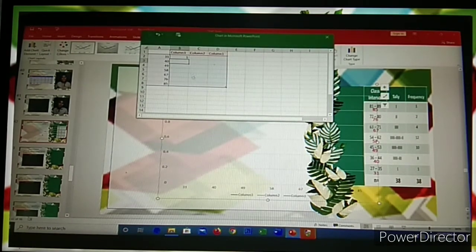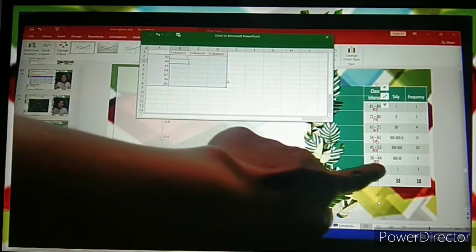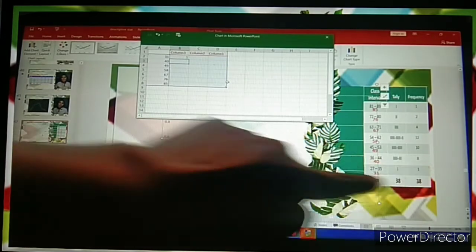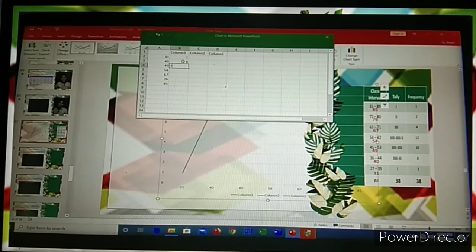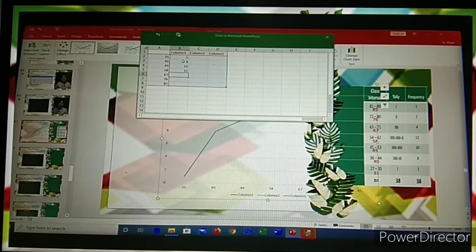And then the next row. I should not use my mouse because there will be some kind of problem if I use my mouse just to point right here. So next is what? 40. The frequency of this is 8. Let me put 8 right here. Next to that is what? 10. Next is 12, the frequency of the interval 54 to 62. The midpoint is 58, so the frequency of that is 12. Next is 4. For the 76 it is 2, and for the 85 it is 1. There you go.